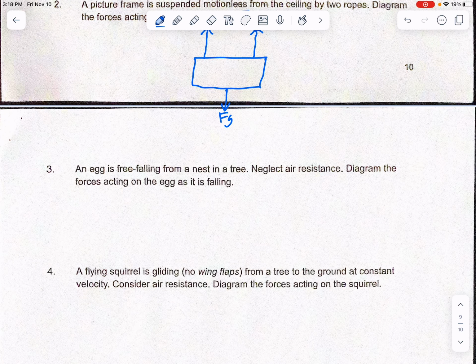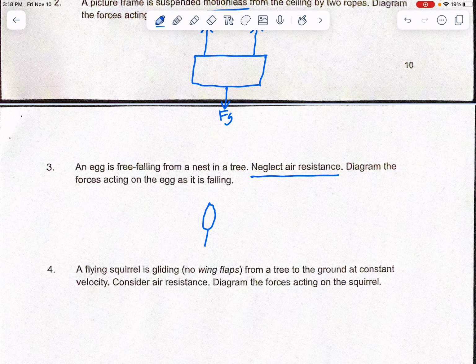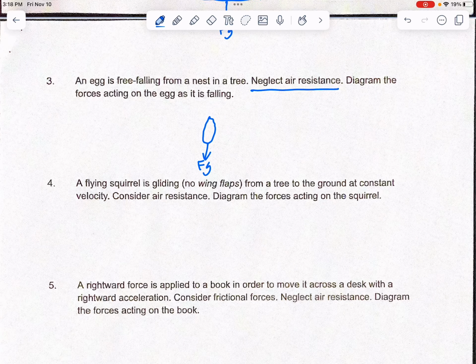Number 3, an egg is free falling from a nest in the tree. Neglect air resistance. So when you're reading these, make sure you read it thoroughly. I have something falling, so you can draw an egg if you want to. We'll just say that's our egg. It is falling, so FG is pulling it down. Now it's not on a surface, so we don't have to worry about FN. There is no FA, there is no FF. It says neglect air resistance, so we don't have to worry about air resistance pointing in the opposite direction. That's all you had to do.